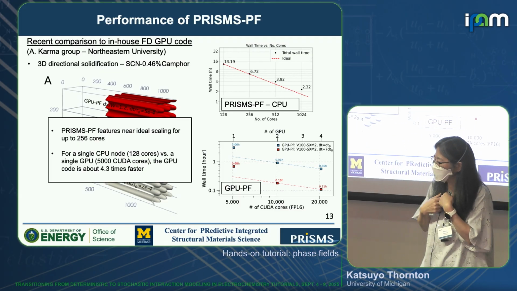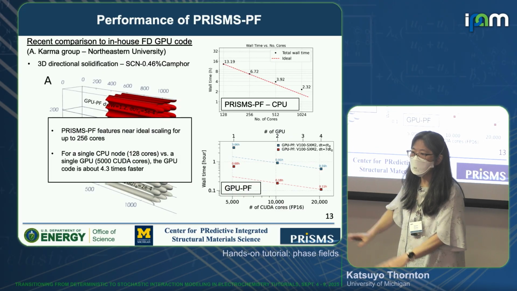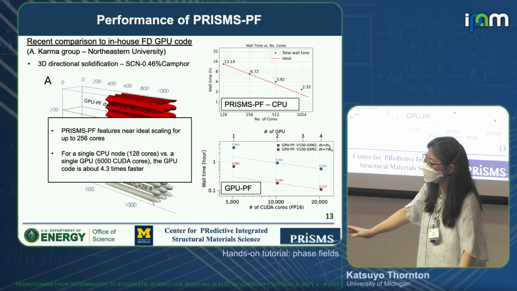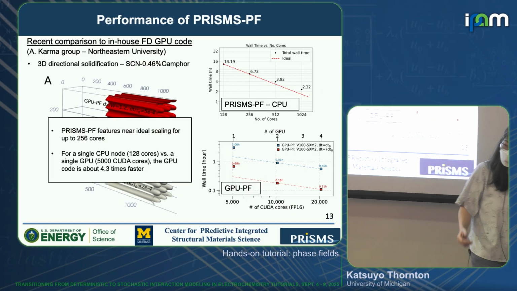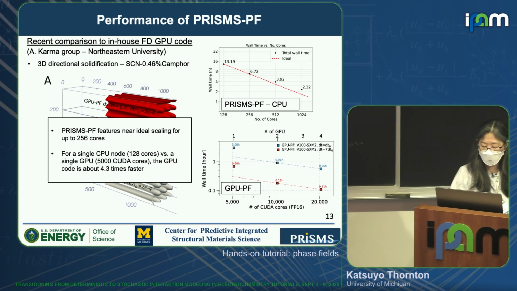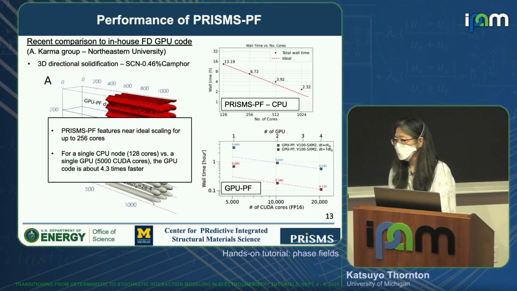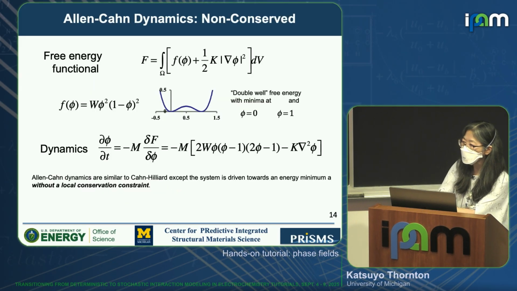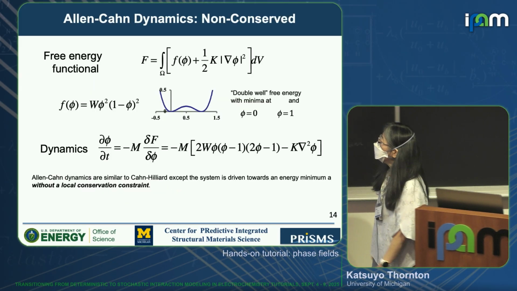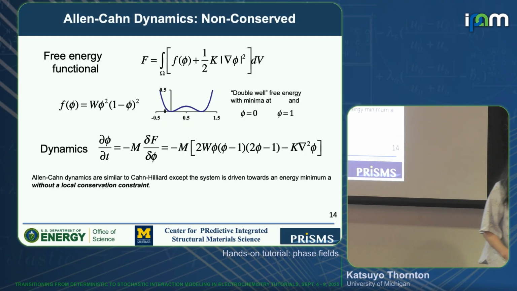So we are still slower. The GPU is faster by about a factor of 4, but it's not orders of magnitude. So we were very happy, and Alain Kama was quite impressed by what PRISMS-PF can do, especially given that this is open source code, publicly available. Okay, and so any questions?